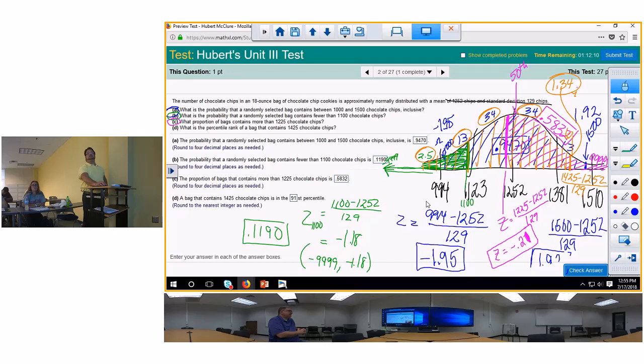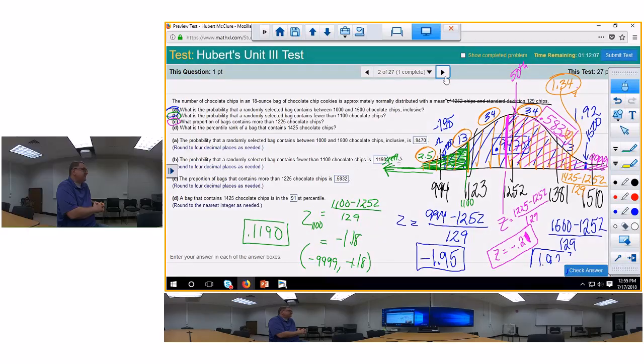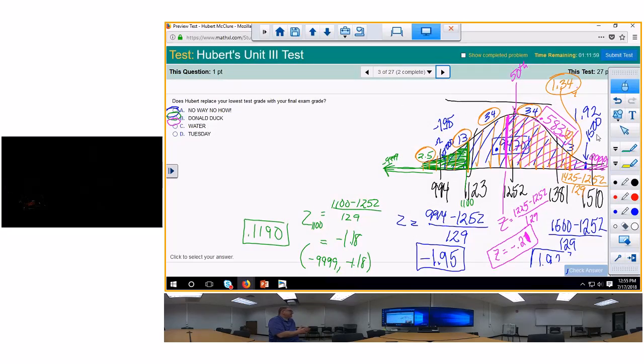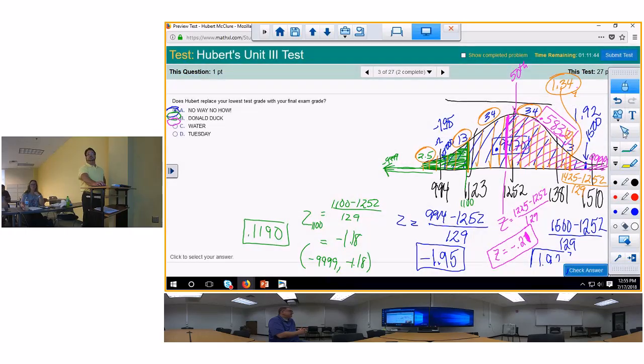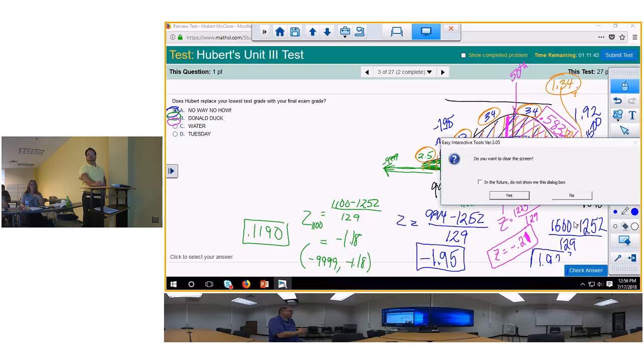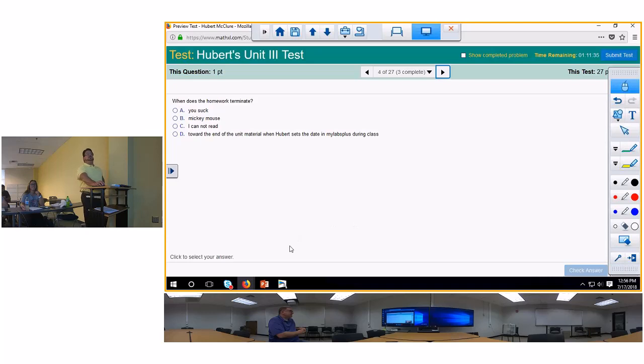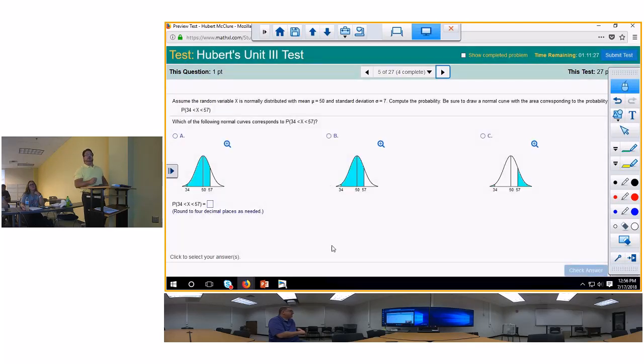All right, next question. Does Hubert replace your lowest grade with your final exam grade? No. No way, no how. That's one of the questions that I get asked after grade turn-in, a week or two after grade turn-in. So that would be no way, no how. We got that right too. We feel good about ourselves. Next question. I hope it don't bunch all the bonus questions up. When does the homework terminate? Toward the end of a unit. Yes. Good job. All right, do that one.